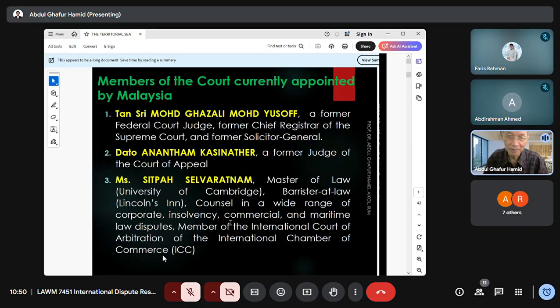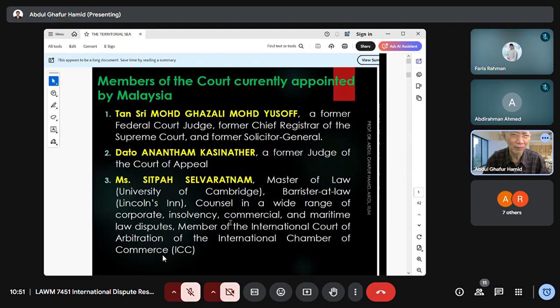Number 2, Datuk Anantham Kasinather, a former judge of the Court of Appeal of Malaysia. Number 3, Miss Sitpah Selvaratnam. Her qualifications: Master of Law, University of Cambridge, Barrister at Law, Lincoln's Inn, and she has counselled on a wide range of corporate insolvency, commercial and maritime law disputes. She is also a member of the International Court of Arbitration of the ICC, the International Chamber of Commerce.